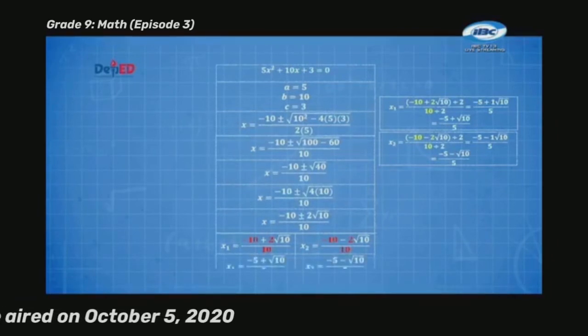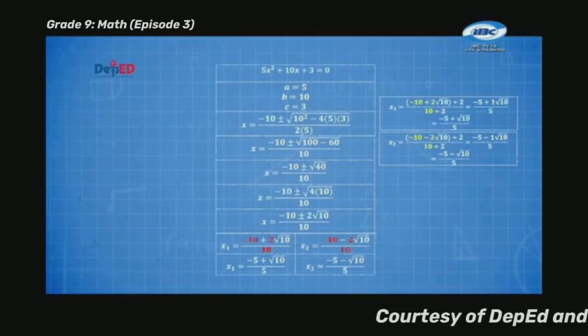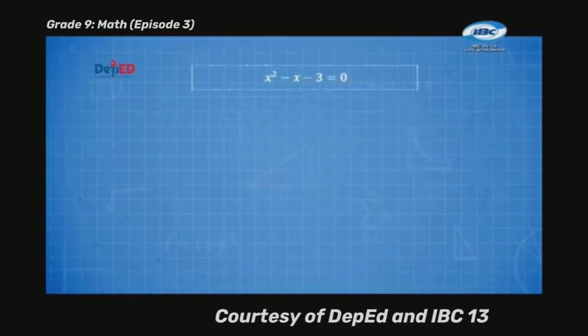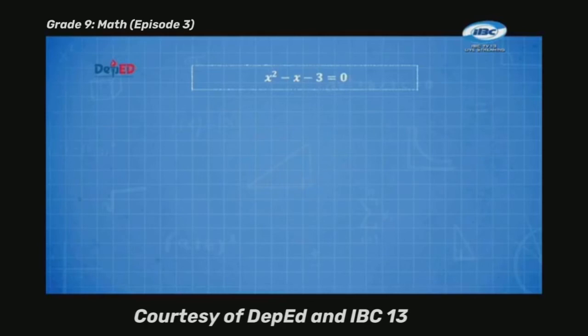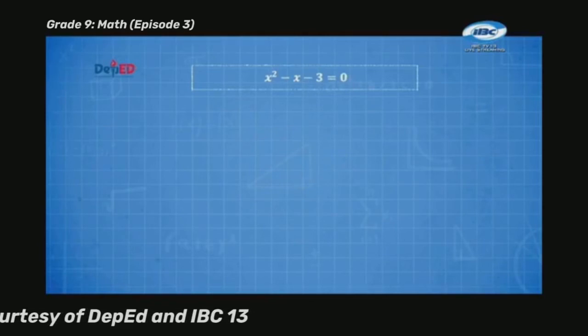Hence, x sub 1 equals negative 5 plus square root of 10 all over 5, and x sub 2 equals negative 5 minus square root of 10 all over 5. The roots are not equal. And what kind of numbers are these roots? Irrational. Are you irrational? Alright, we now move on. Yes, we need to move on to the second equation in the third pair.